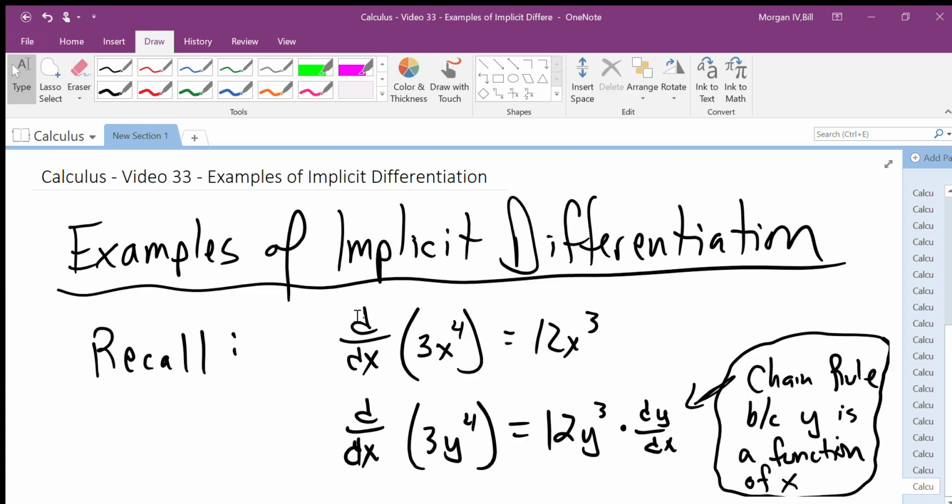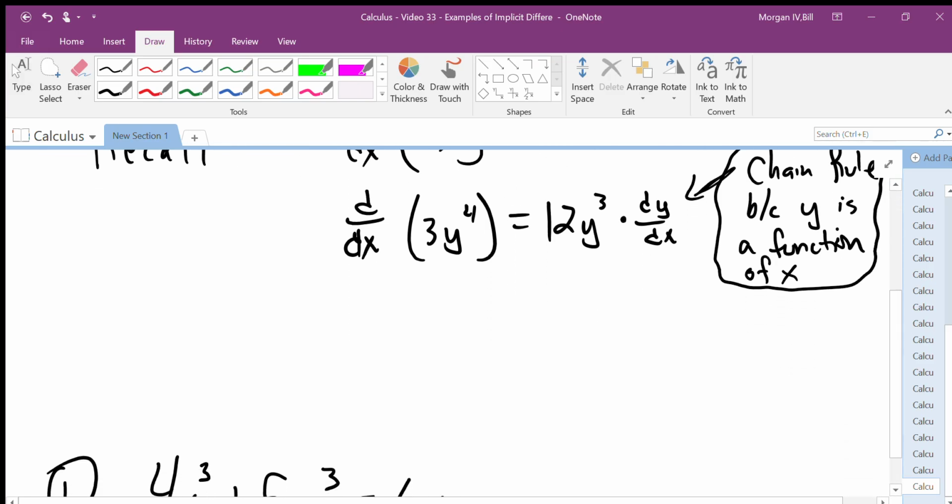So in the last video we learned that if we're taking the derivative of a term with x's, like 3x to the fourth, take the derivative just like normal, in this case power rule, bring the 4 down times 3, 12x to the third. But if you're taking the derivative of a term with a y in it, we do bring the 4 down times the 3, that's 12y to the third, times the derivative of the y, the derivative of that inside function dy dx. That's the chain rule process we're using there because y is some function of x. So I would like to use that and go through a few examples.